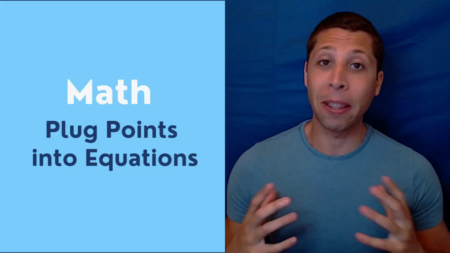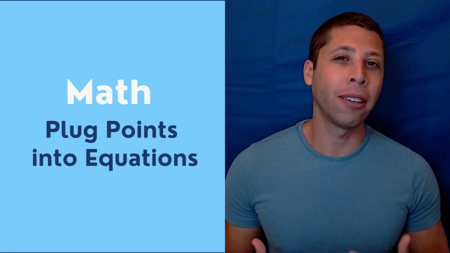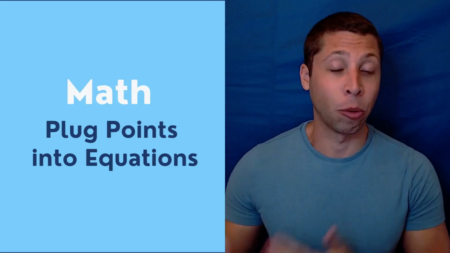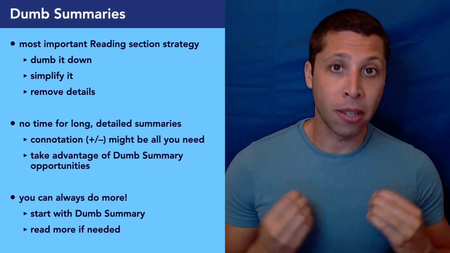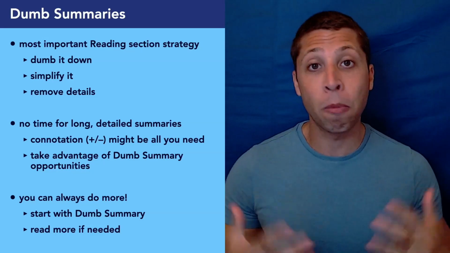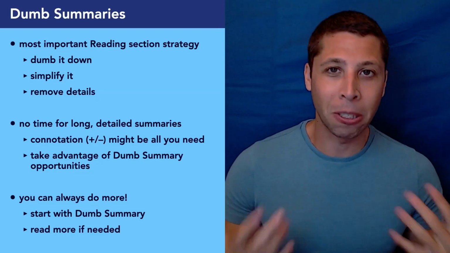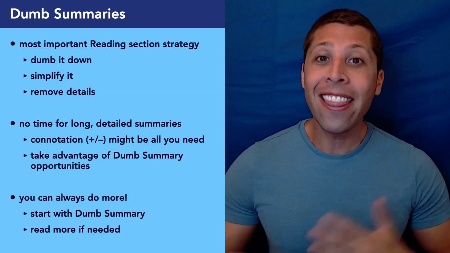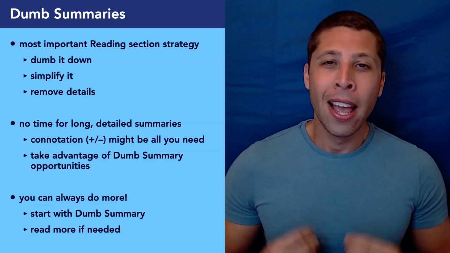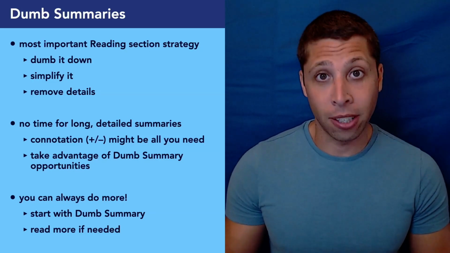I am going to talk about the main strategy for the math section, which in a couple ways parallels the main strategy for the reading section, which I encouraged you to use dumb summaries. Basically, we don't have the time to look at every single detail in a passage, so it's much better to just simplify things. Ignore the details as much as possible, start from simpler, dumber places, and then let the question build on from there.